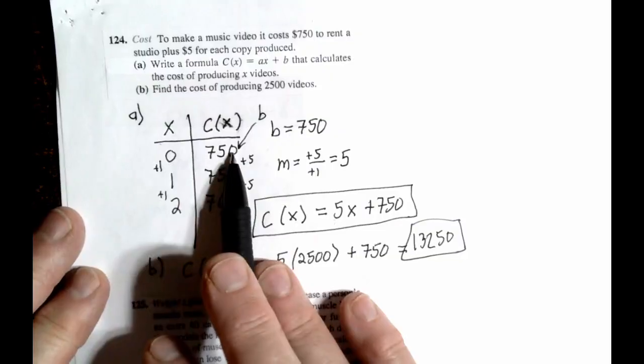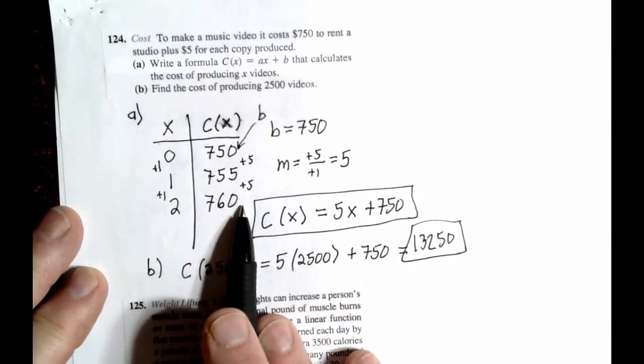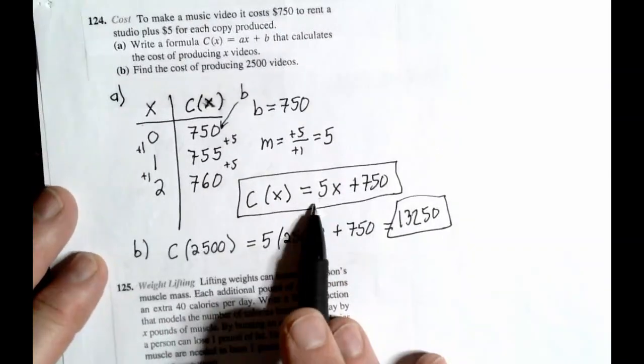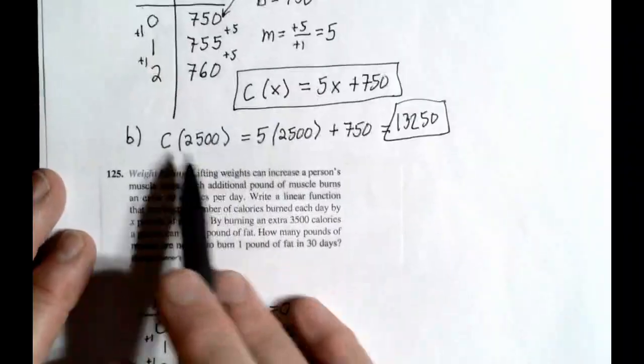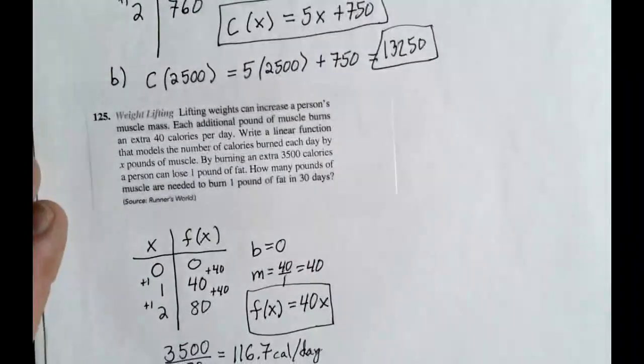Alright, so 0, 750, that means b is 750. Now the fact this goes up by 5, up by 5, up by 1, up by 1, it's 5 over 1 is your slope, which is 5. So 5x plus 750. Now they ask you what's the cost of producing 2,500 videos. Well, you plug that in and you get your answer.